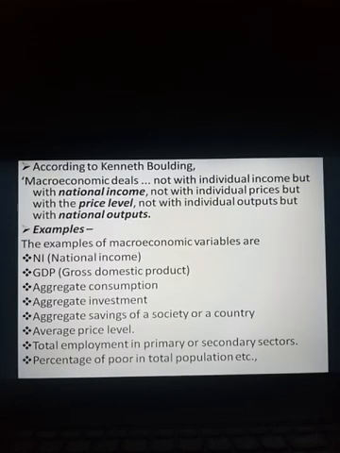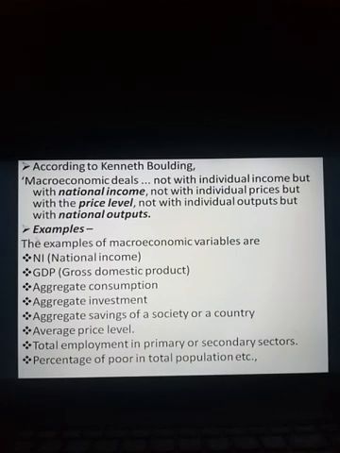Then, not with individual price. So it will not take into consideration the price of a single product, but it takes the general price level. When I discussed the concept of inflation, I told you about the general price level. Not with individual output; one firm's output it won't consider. Instead, it considers the entire nation's output, that is national output. So focus on this definition well, learn well. This question will fetch you 2 marks.